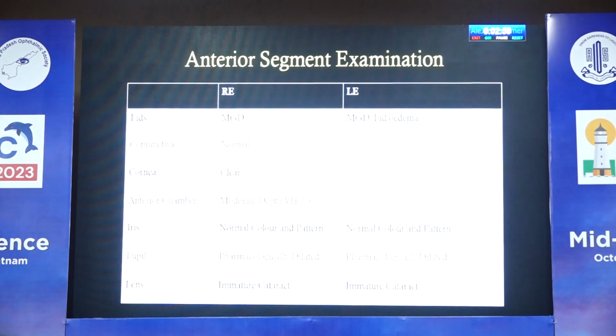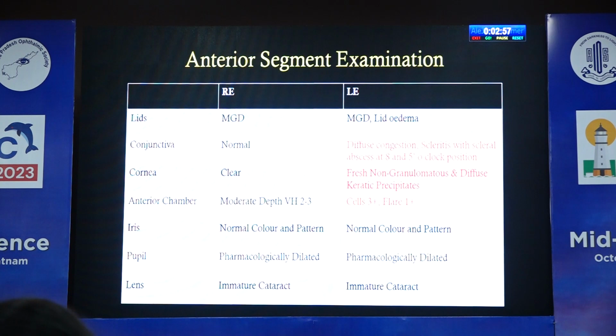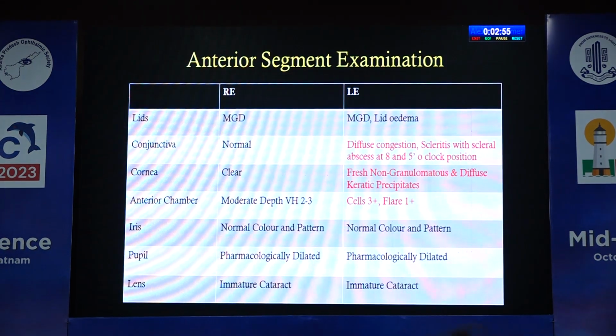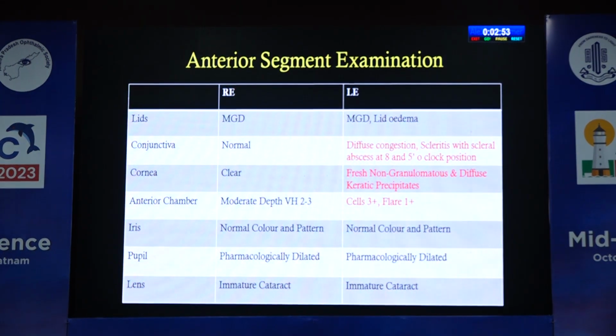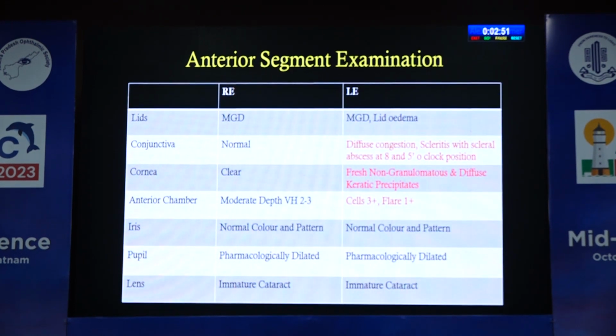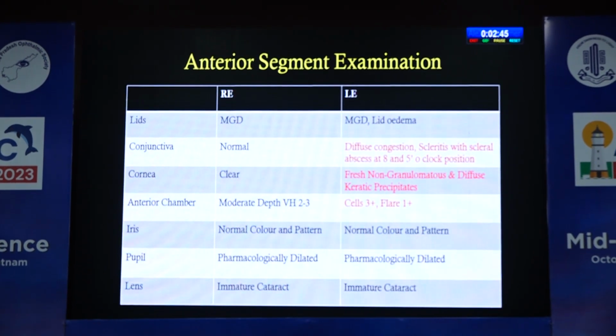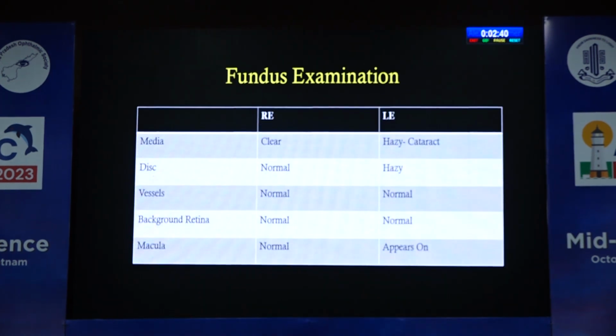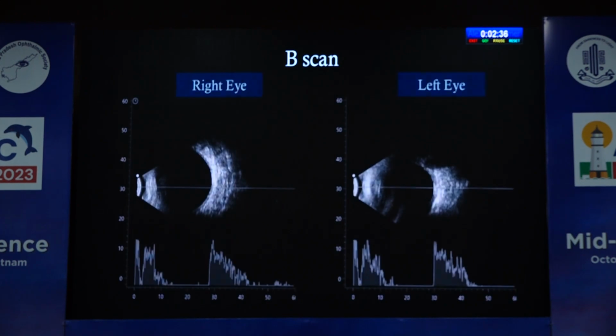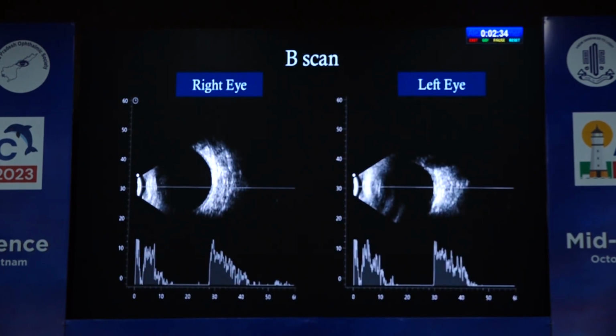On anterior segment examination, the right eye was within normal limits and the left eye showed diffuse congestion of the conjunctiva with scleritis and scleral abscess at 8 o'clock, 5 o'clock position. The cornea showed fresh non-granulomatous and diffuse keratic precipitates on the endothelium, and the anterior chamber showed cells 3 plus and flare 1 plus. The fundus examination of both the eyes was within normal limits. B scan was also within normal limits.